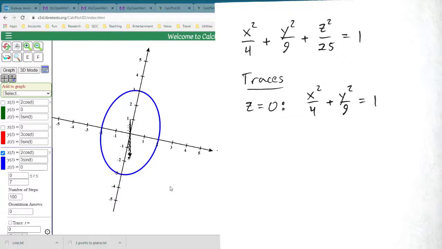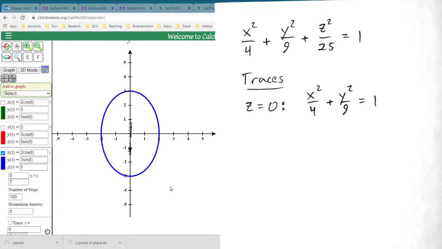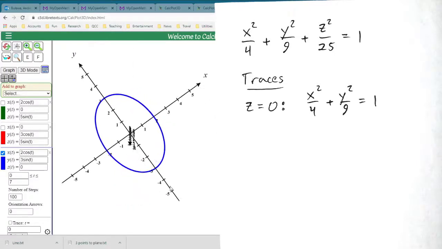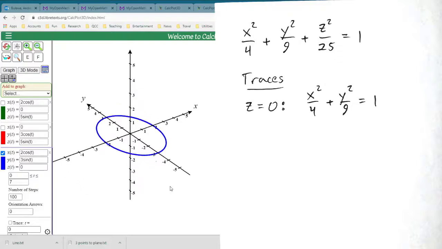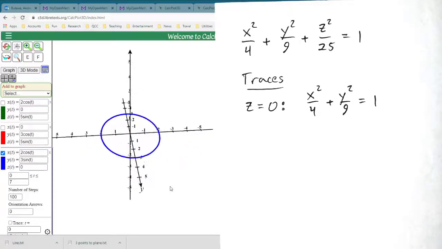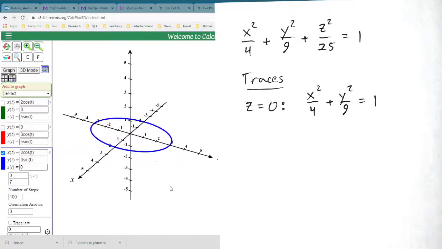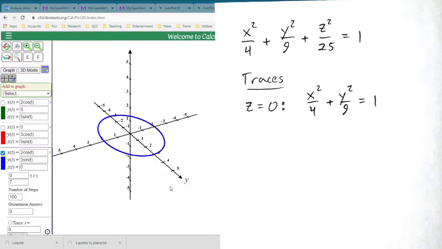So if I tilt, oops, I didn't mean to tilt. Okay, I'm disoriented here. Oh, I see. Okay, there we are. Easy to get disoriented, and you know, I live in 3 dimensions. You'd think I'd be used to it by now.